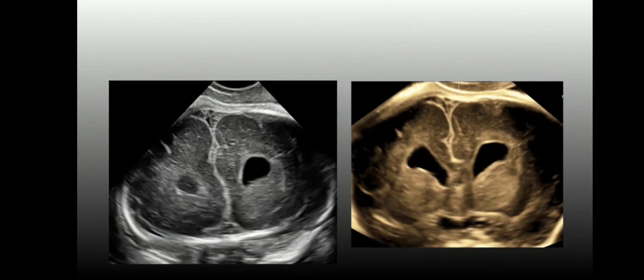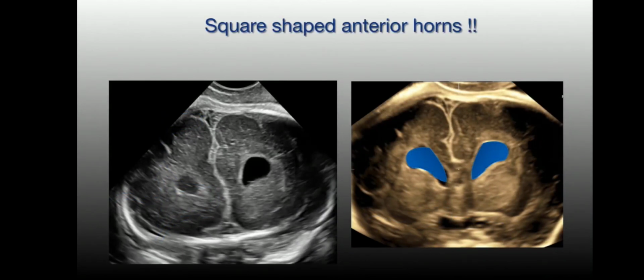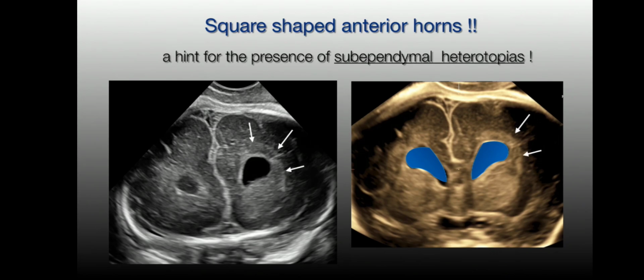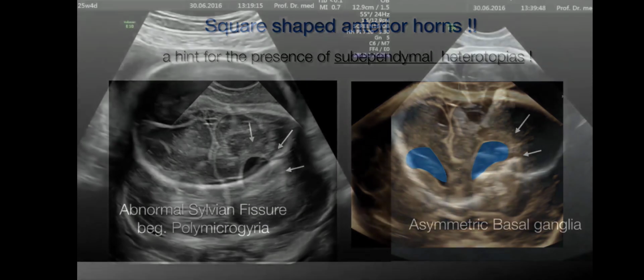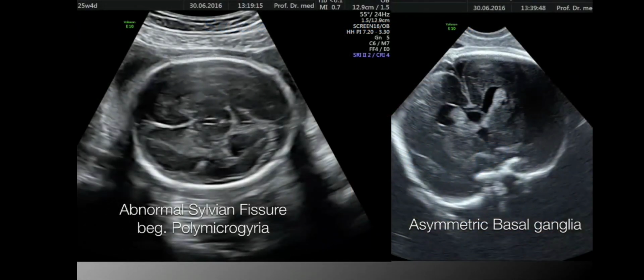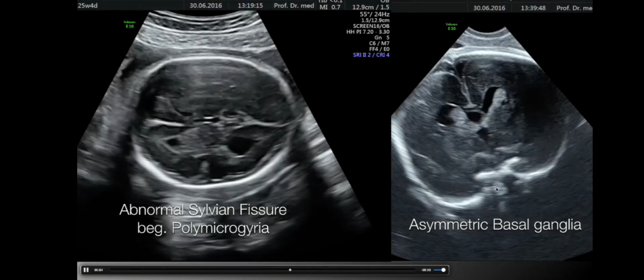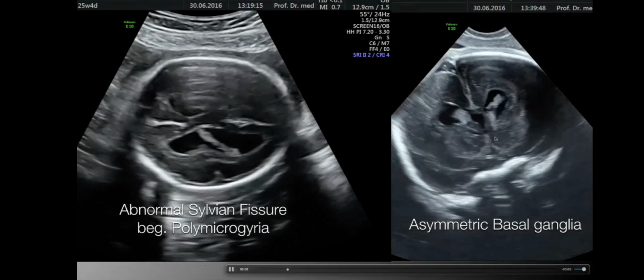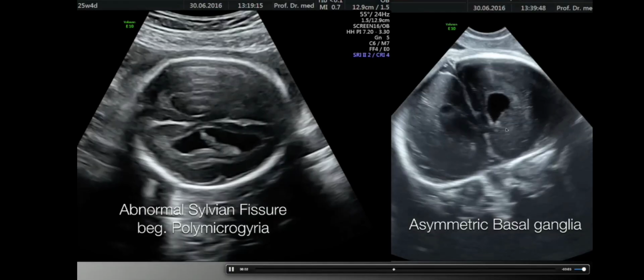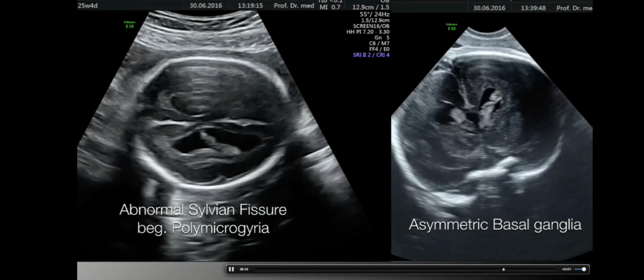And looking transvaginally and magnifying, you see the typical square-shaped appearance of the anterior horns. And if you look at here, these are typical signs of neurons which did not migrate. And this is typical subependymal heterotopias. In addition, looking more carefully, you see here the abnormal Sylvian fissure, so some polymicrogyria. And the brain was asymmetric because also the basal ganglia were asymmetric.